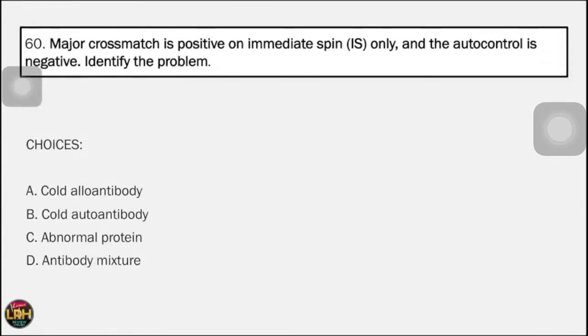Number 60, major cross-match is positive on immediate spin only, and the autocontrol is negative. Identify the problem. Choices are letter A, cold alloantibody, B, cold autoantibody, letter C, abnormal protein, or letter D, antibody mixture.